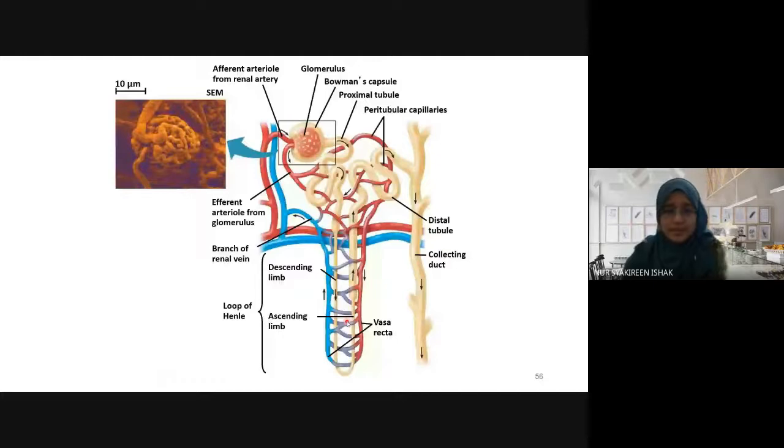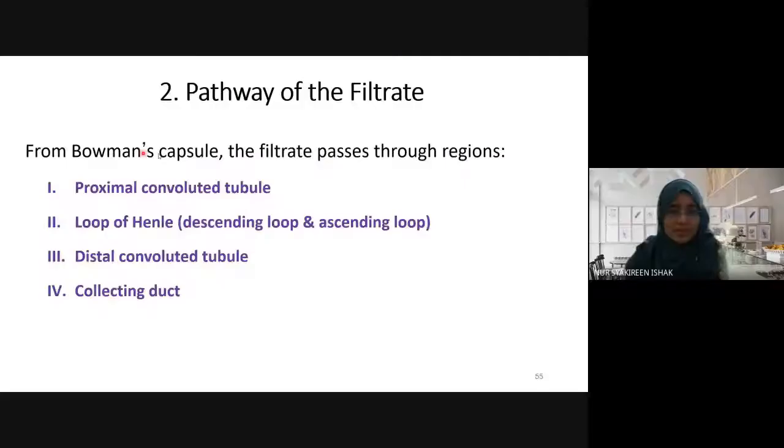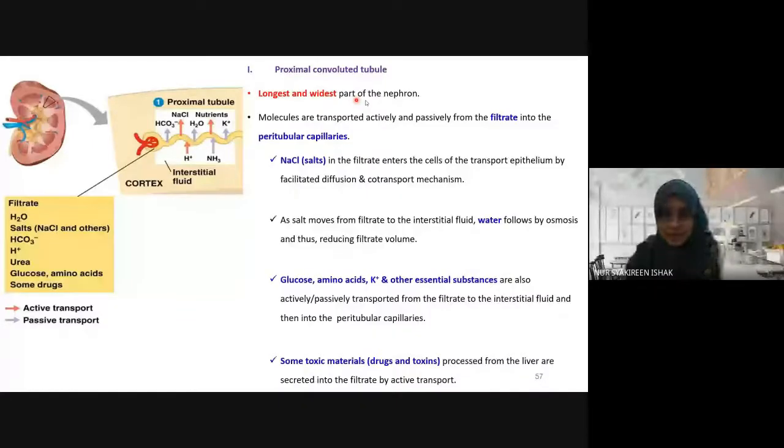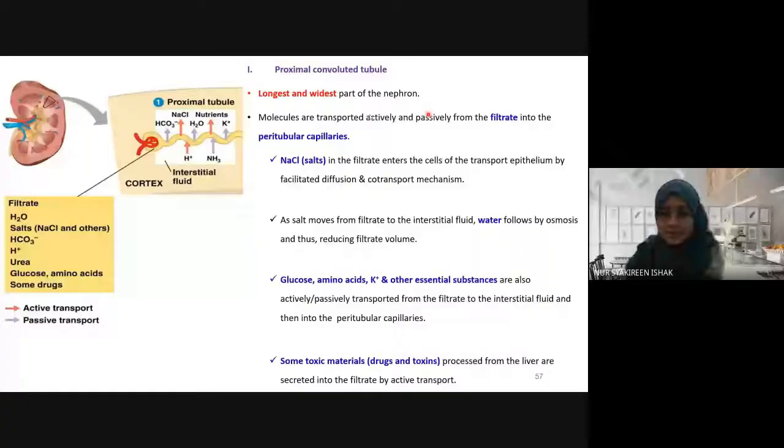Okay, so kita tengok after the Bowman capsule, kita dah fahamkan apa yang jadi kat Bowman capsule. So next is the proximal tubule. Okay, so proximal tubule or proximal convoluted tubule is the longest and the widest part of the nephron. So molecules are transported actively and passively from the filtrate into the peritubular capillary. Filtrate tu daripada mana tadi? Bowman capsule kan. Next it enters into the proximal tubule.